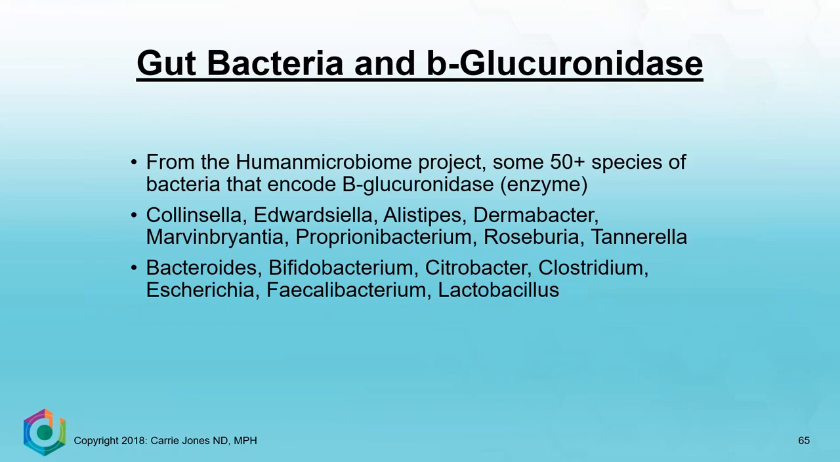So lots of bacteria can make the enzyme beta-glucuronidase. And the Human Microbiome Project suspects there's about 50 plus species that encode for it. And you can see right there that many of the researchers decided to name themselves after bacteria. So if you were Colin or Edward or Allie or Rose or Tanner or Marvin, you just named yourself after a bacteria that codes for beta-glucuronidase. But you'll see on the next line down, there are several bacteria that many of you are familiar with: Bacteroides, Bifido, E. coli, Lacto, Faecobacterium. So there's lots that we're familiar with that make the enzyme beta-glucuronidase.